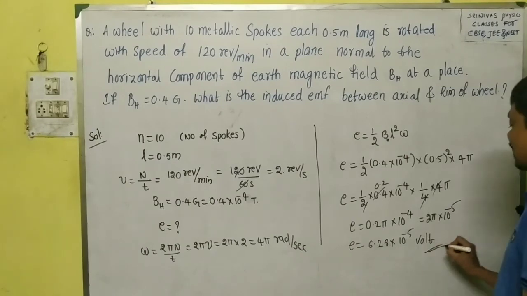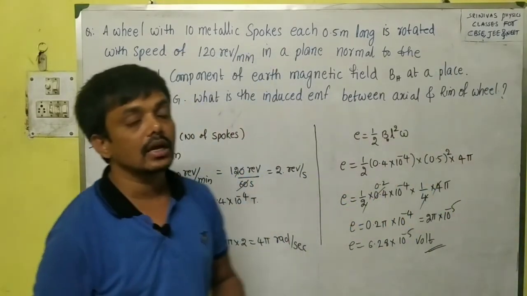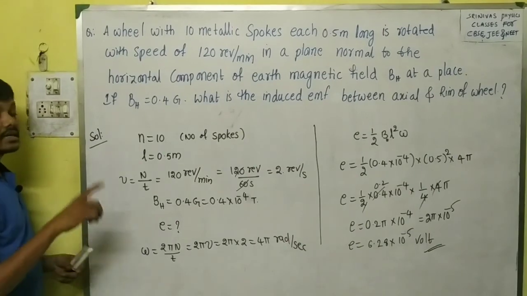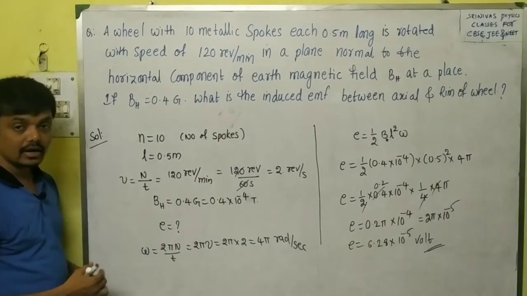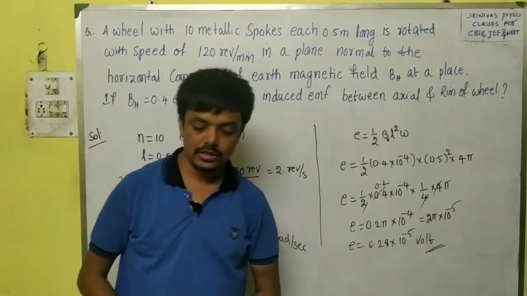This is the small amount of voltage that develops across the center and rim of the wheel. Okay, this is the solution.